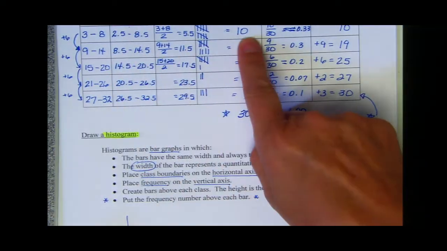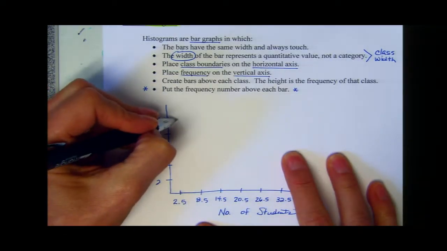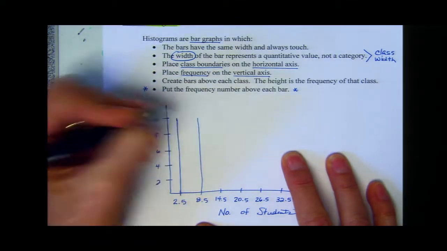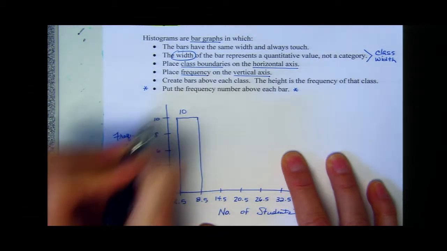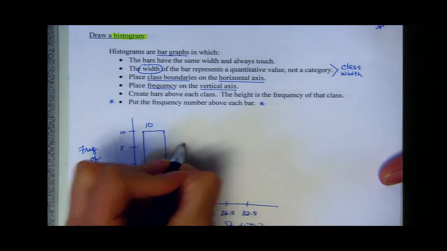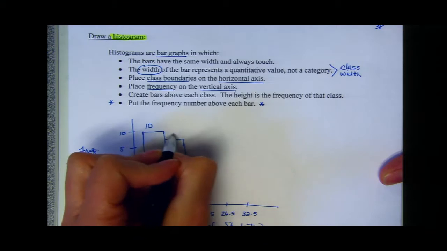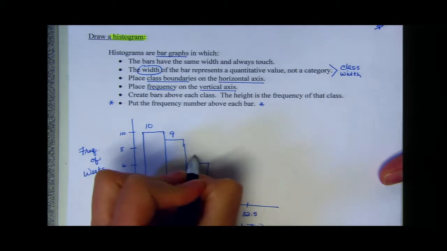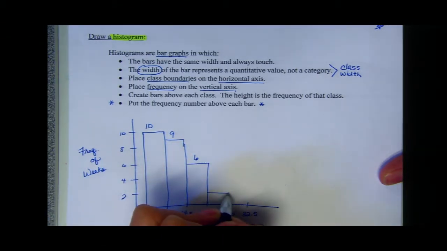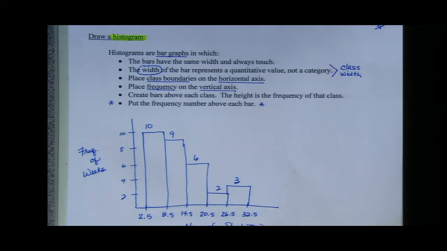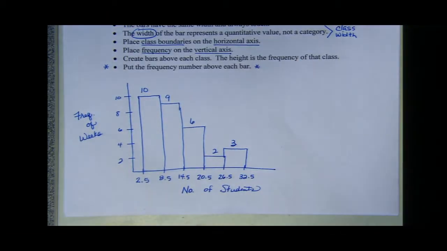So the first class was 10, so I am going to create a height of 10, and then I'm going to put that number above. Then the next one is 9. And then we have a 6. And then we have 2. And then we have 3.